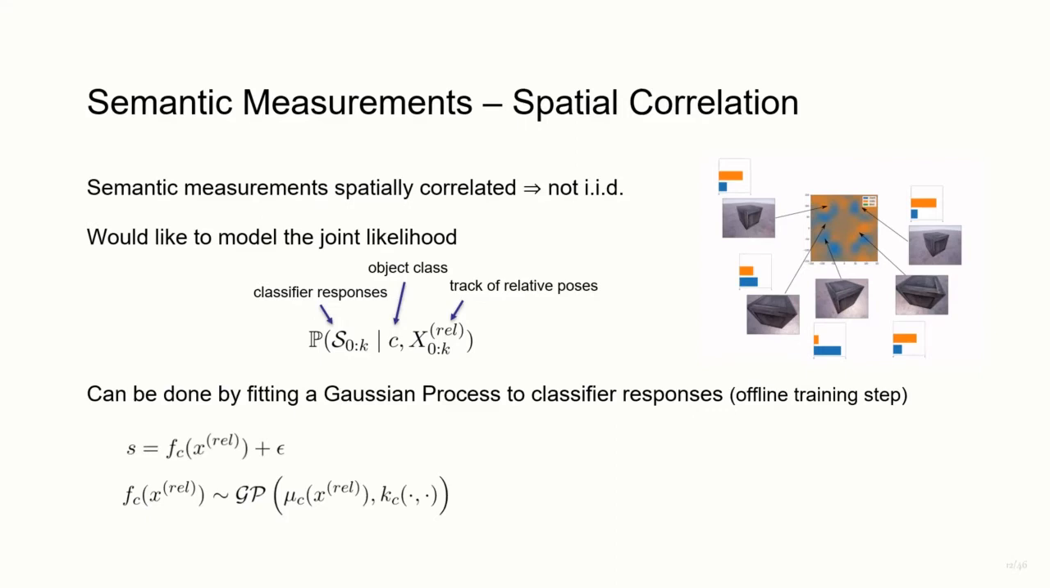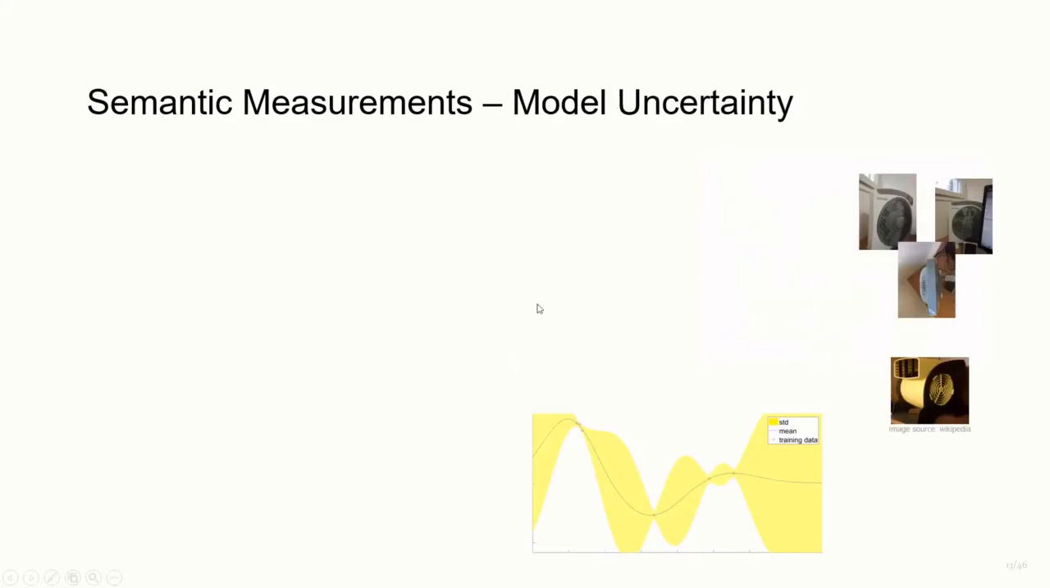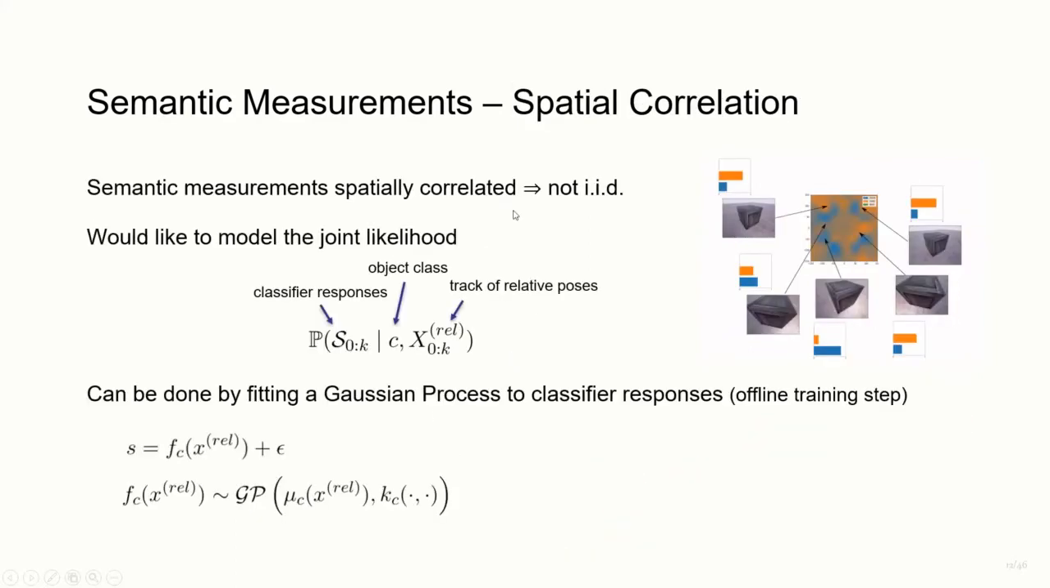The underlying assumption is that the classifications obtained from any set of relative poses are jointly Gaussian with some covariance function, and their joint distribution can be expressed conditioned on the training set. So we can fit a Gaussian process to training data for every object class, and then obtain this joint likelihood. This would allow us to address the part of correlation among views.